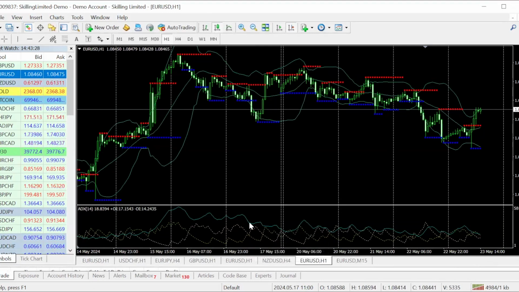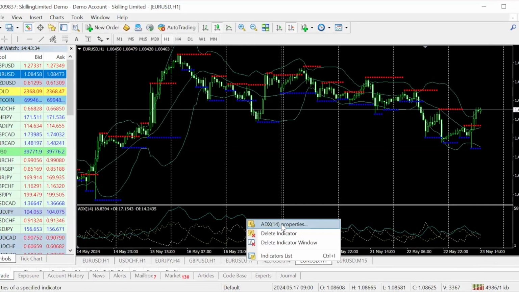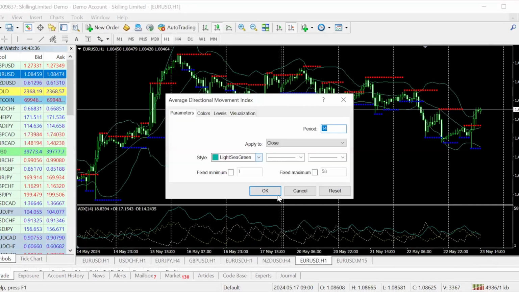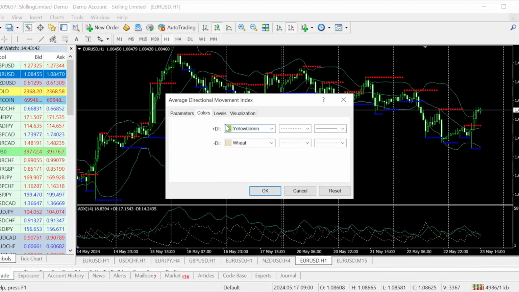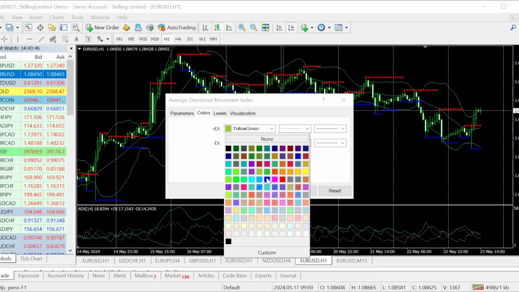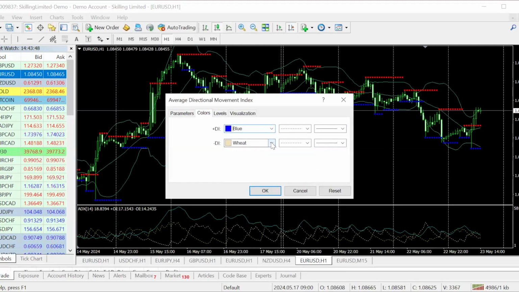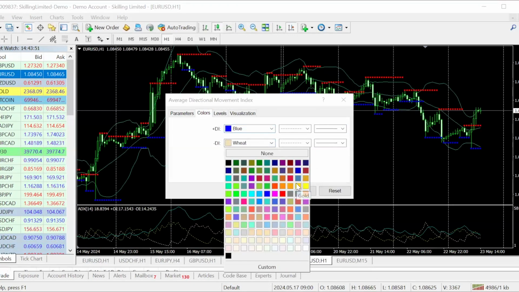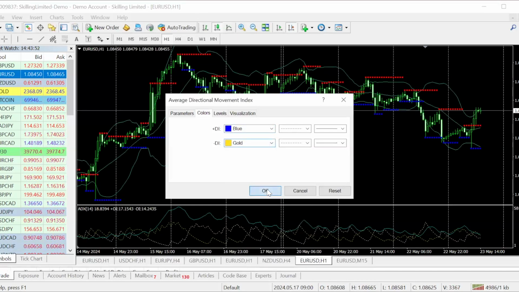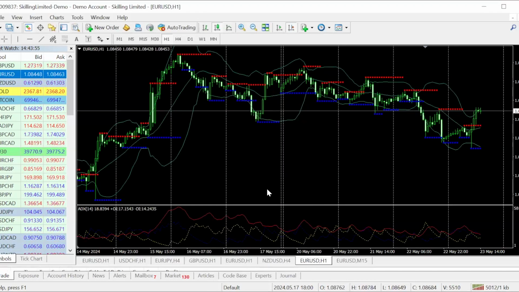Now the first line, let me look at this color. Usually I turn it to red. Let me adjust it and make it red. Then the other colors, you can make this blue and make this yellow or gold. So now the red one is what we use to indicate if the market is trending or not.